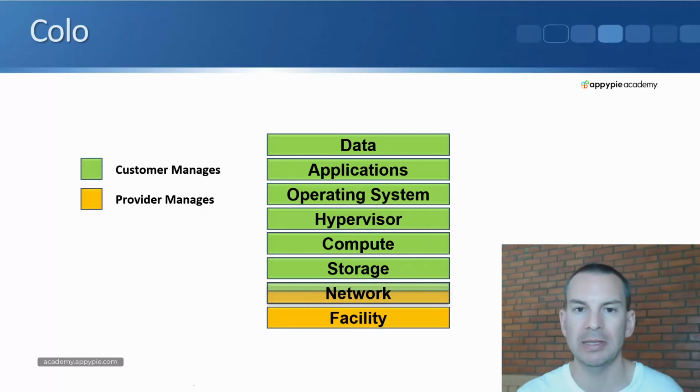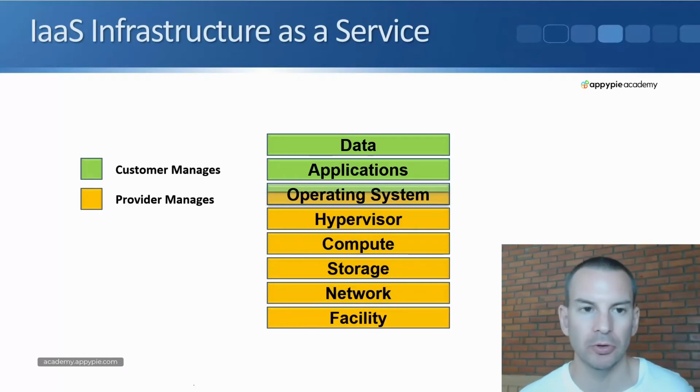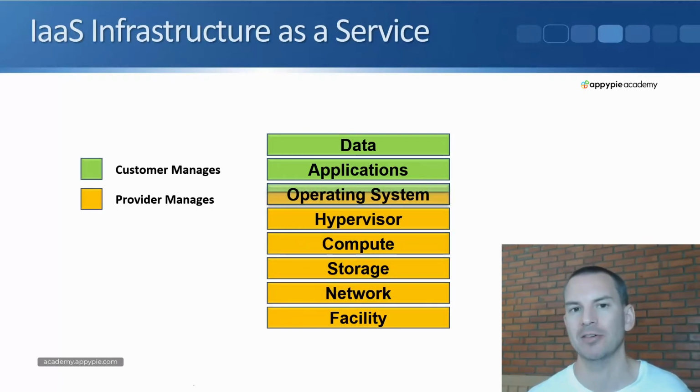With colo, the facility is going to be provided by the provider, and they'll also make sure that network connections are available there as well. The customer will negotiate a network connection from one of the network providers. And then all of the other levels in the stack up there, from storage, compute, hypervisor, operating system, applications, and data, that equipment is going to be owned by and managed by the customer. The next model to look at is our first cloud model, which is infrastructure as a service.